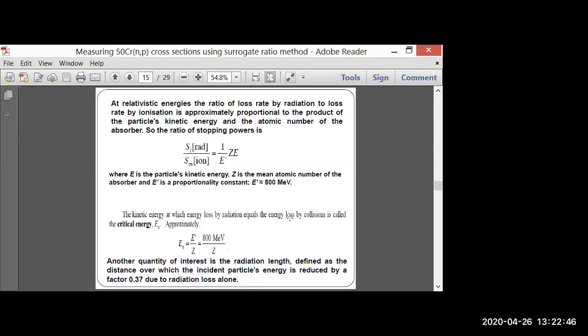Another quantity of interest is the radiation length. Radiation length is the distance over which your energy is reduced by a factor of 0.37 of the original incident energy. That length of material is known as the radiation length. So I hope it is very clear to all of you.